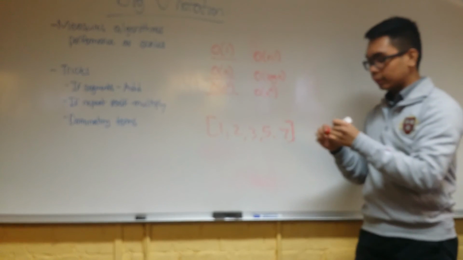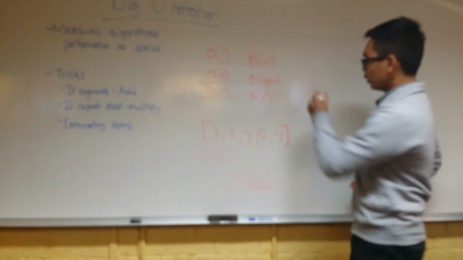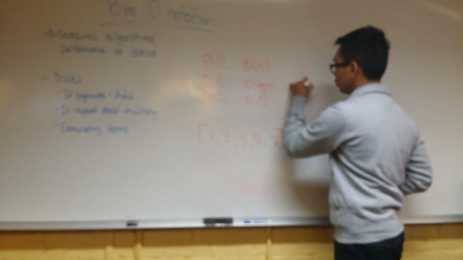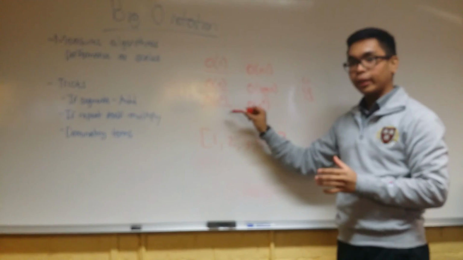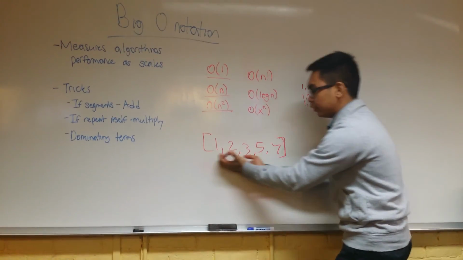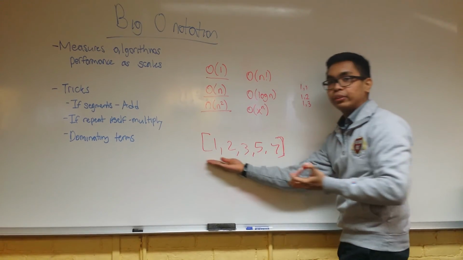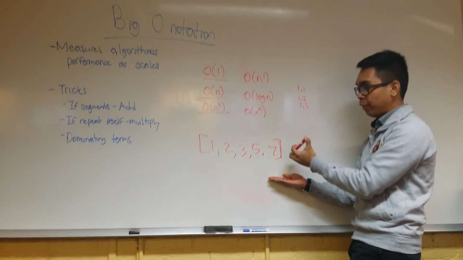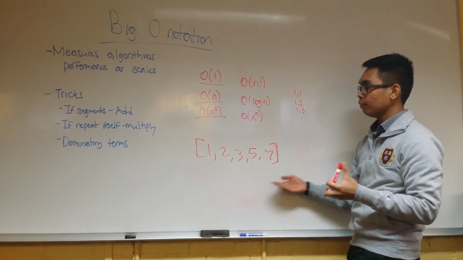Now for O of n squared, let's say we want to generate all possible pairs of this list. For example, 1, 1, 1, 2, 1, 3. The reason it's O of n squared is because not only do we have to iterate through the list once, but for every single element, we have to iterate through the list again to generate these pairs. So therefore, this is O of n squared.